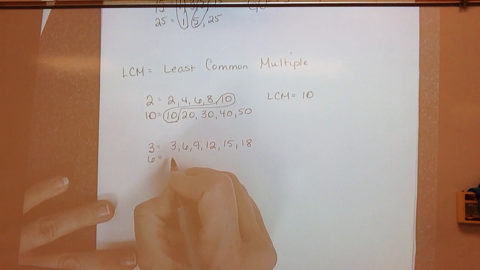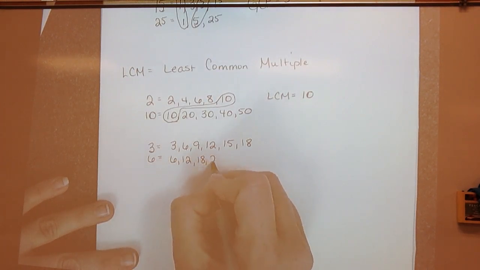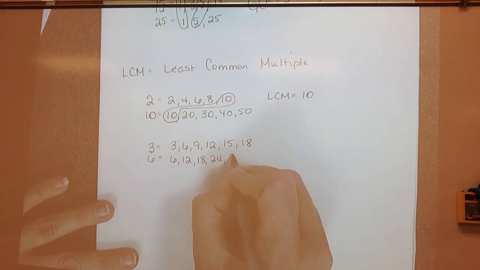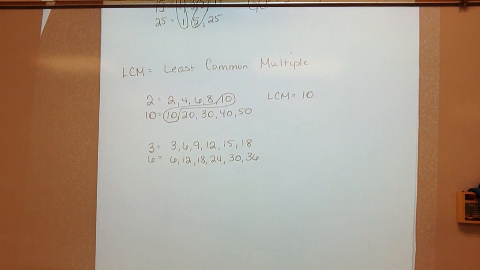I'm going to list my multiples of 6: 6, 12, 18, 24, 30, 36. Now you're going to circle what they have in common.